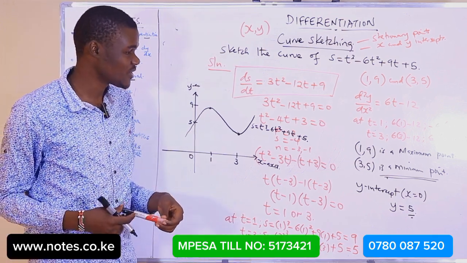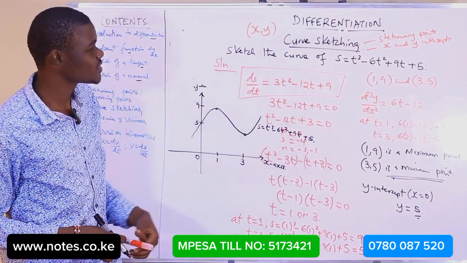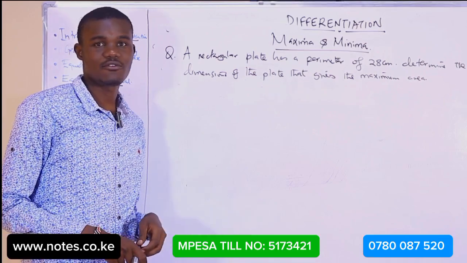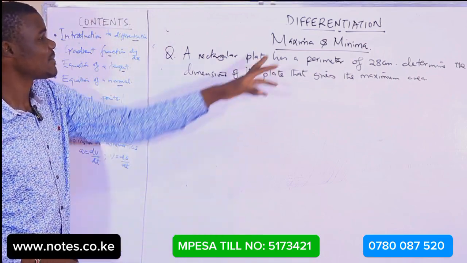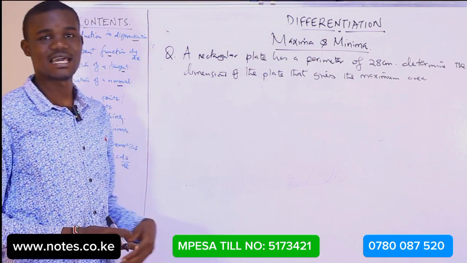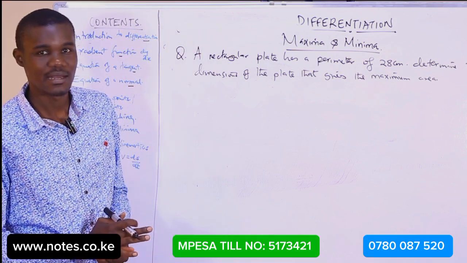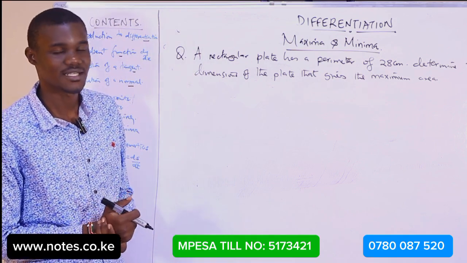I hope we are together up to that point. So follow these procedures to always get it right. So on to our final part, that is the maxima and minima. Basically, this is how far we can get maximum and minimum capacities of various things.